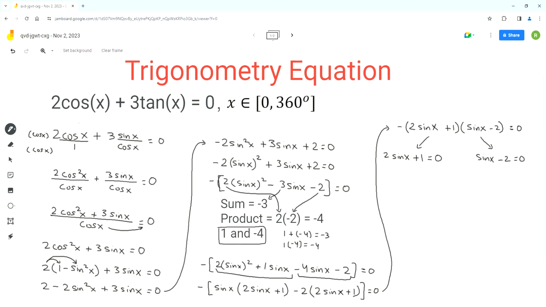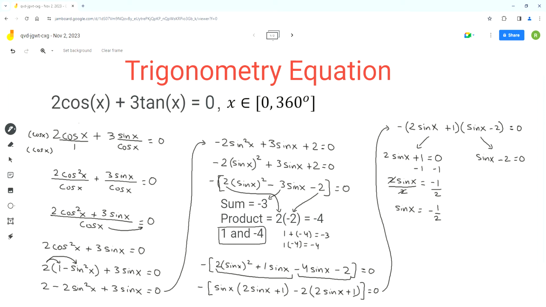Now we'll isolate sin x from the first factor. So first we'll subtract 1 from both sides. So we get 2 sin x equals 0 minus 1, which is negative 1. And we'll divide both sides by 2 to isolate sin x on the left side. So we get sin x equals negative 1 over 2.